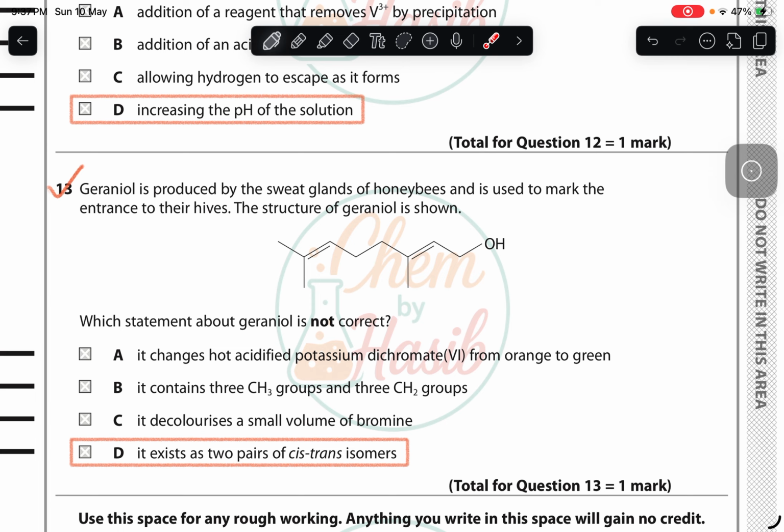It changes dichromate from orange to green. True statement, because it's a primary alcohol. It would react with the dichromate. Dichromate will get reduced from orange to green, right?